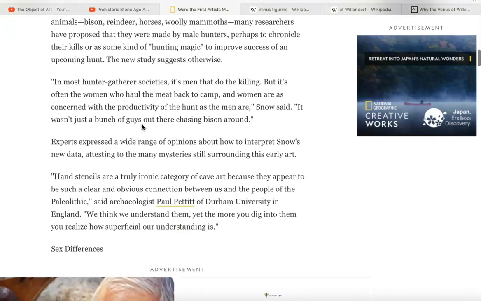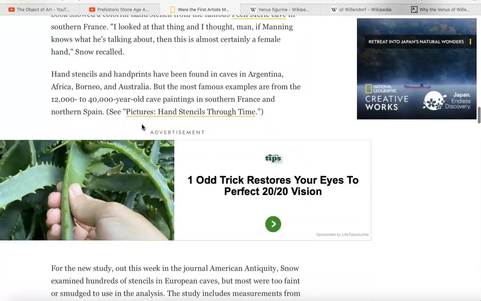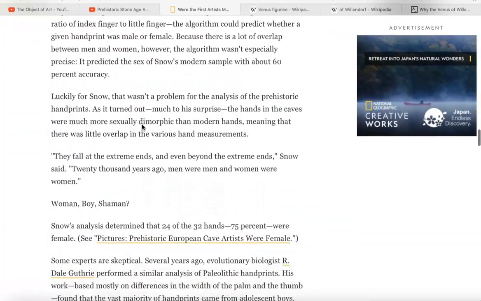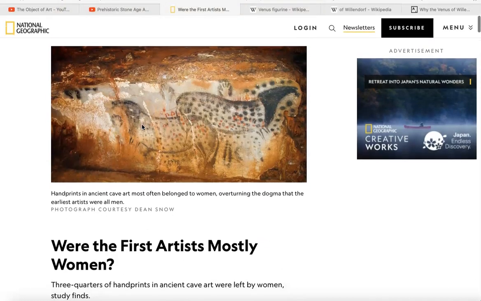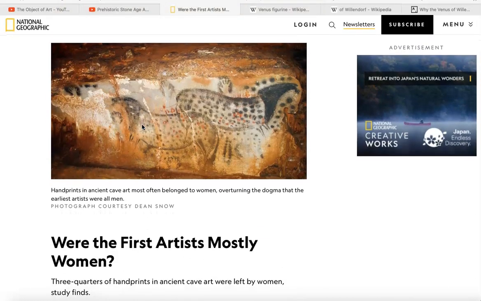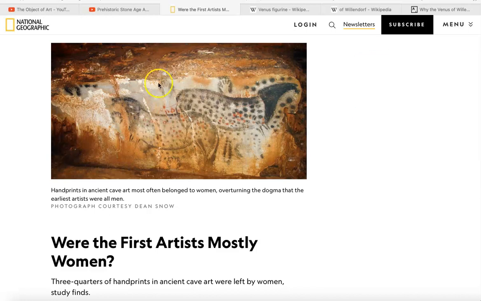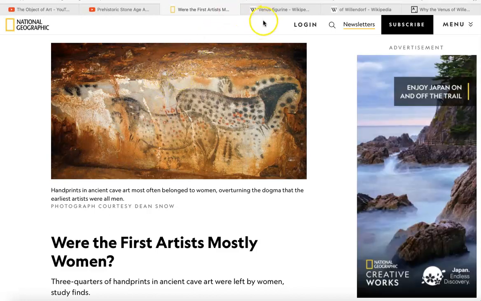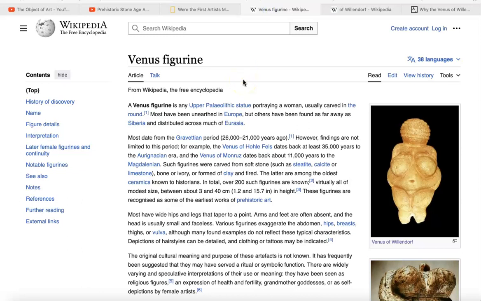Okay, so that's this article. I'll leave it in the description. Enjoy it. If you want to talk about it, talk about it. If you want to use it as a source for one of your writings or essays, please do. That's why it's here. Okay, now we're going to move on to a Wikipedia article on the Venus figurines.